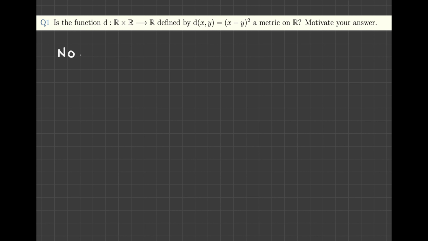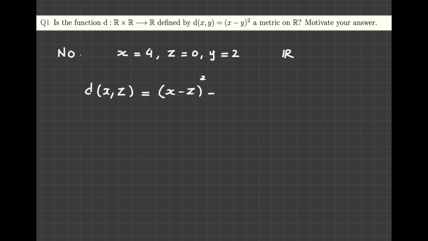So, for example, I can choose x to be 4, z to be 0, and y to be 2. These are three numbers in the set R, the set of real numbers. Now I want to show that the triangle inequality is not true. If I calculate d(x, z), the answer becomes (x minus z) squared. In this case, I have chosen x to be 4 and z to be 0, so 4 squared is 16.